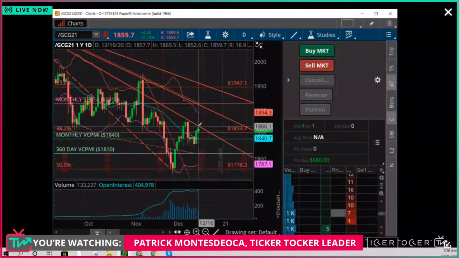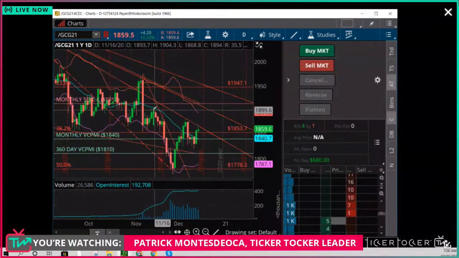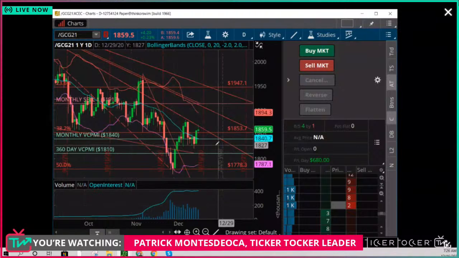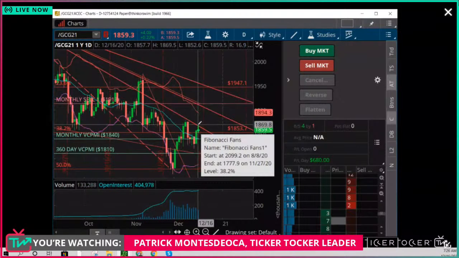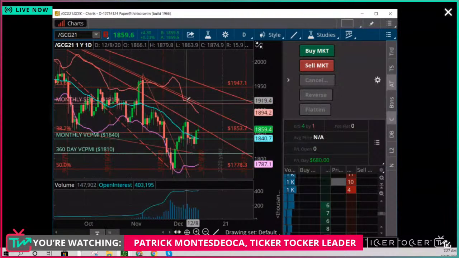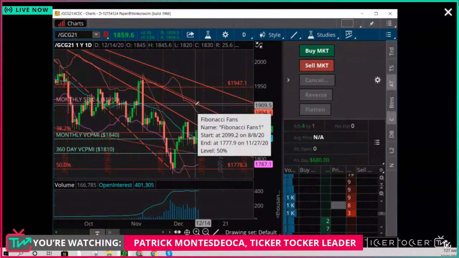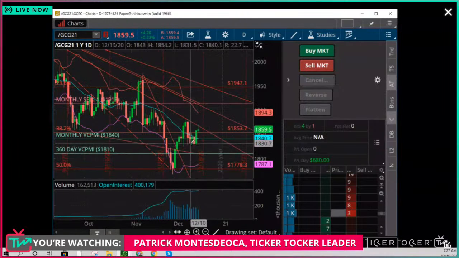And right above it, you're looking at the monthly sell one level of 1913. If it does break and close above this Fibonacci trend line resistance of 1868, then the 1913 is a very good probability that it will be accomplished.